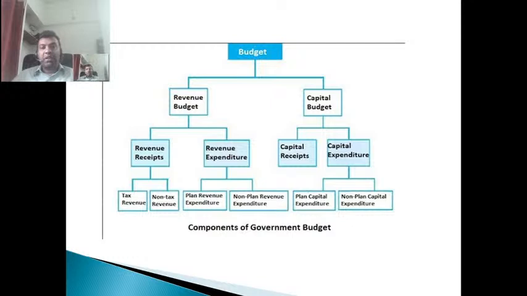In capital receipt and capital expenditure, either we create an asset or we lose a liability. Either we create a liability or we lose a liability, either we create an asset or we lose an asset. So this is how we calculate a budget form, or this is how we understand what a budget is.